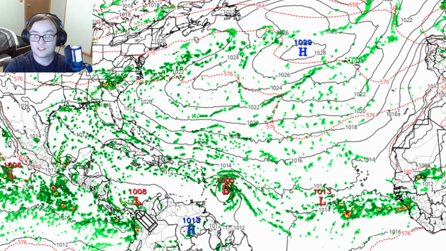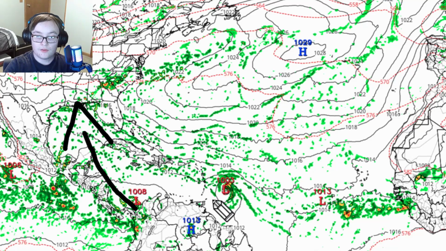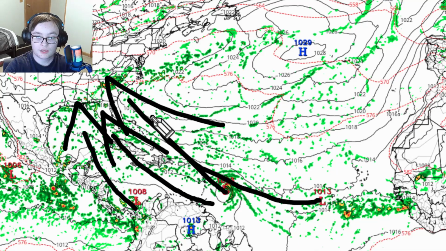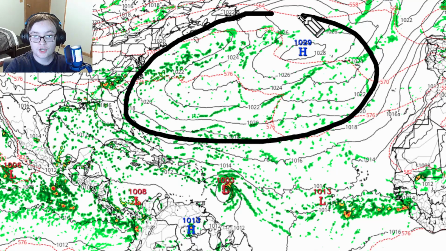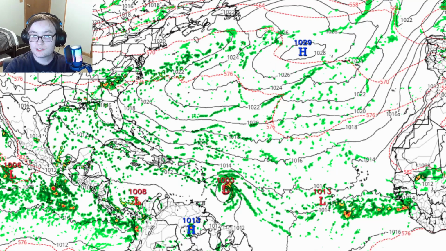Same with the one in Central America, could move into the Gulf, and then the other one out here in the Lesser Antilles. So there's a lot of potential impacts out here for the United States, but it's all going to come down to this thing right here, this very large high pressure. Wherever that high pressure sits is going to be our steering current for the later half.